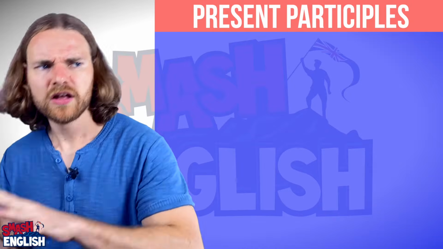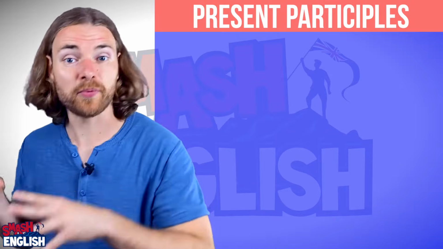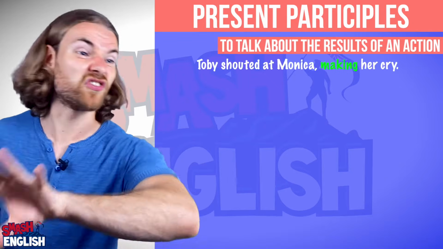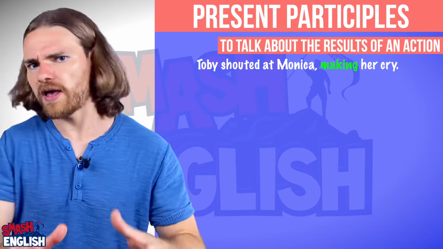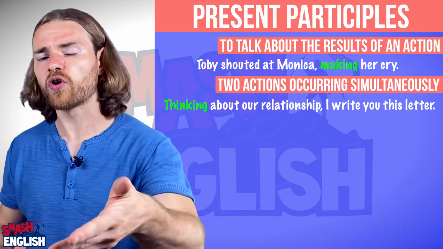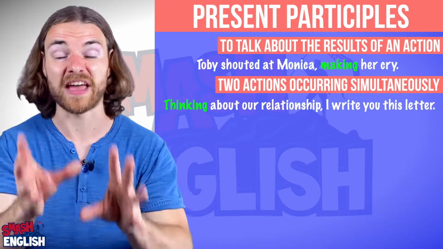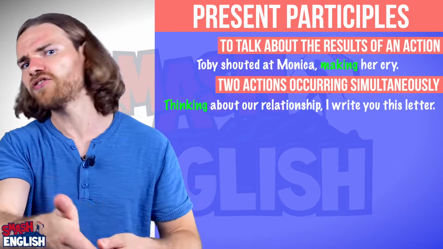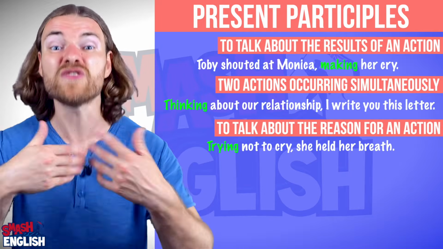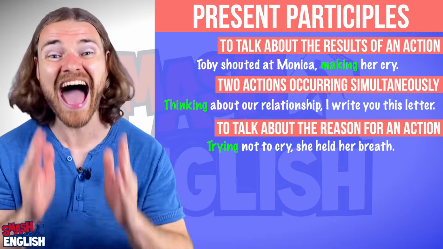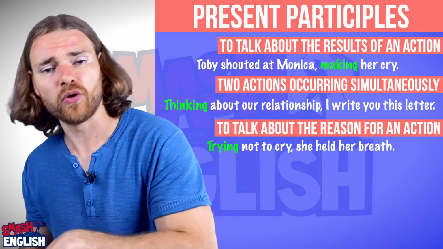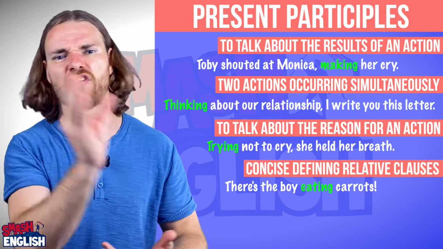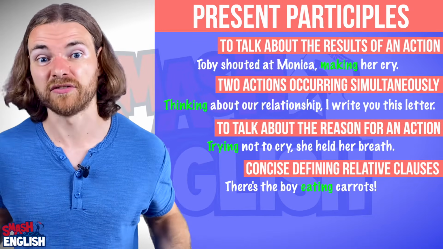Right, okay, so we have present participle clauses to talk about the results of an action. We have present participle clauses to talk about two actions that happen at the same time. We have present participle clauses to talk about the reason for an action. And we have present participle clauses as a kind of shortened version of a defining relative clause.